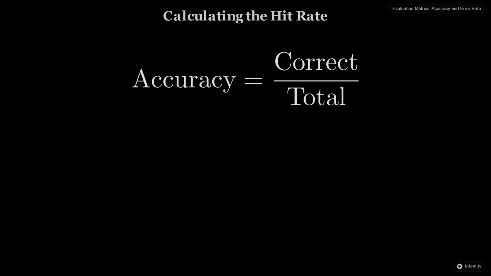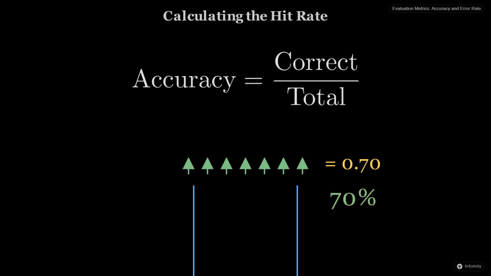To calculate accuracy, we take the number of correct predictions and divide it by the total number of predictions made. Imagine a bucket of all your arrows. We count only the ones that hit the bullseye and compare that to every single arrow you fired. This ratio gives us a decimal between 0 and 1, which we usually express as a percentage. It is straightforward and easy to explain to anyone, making it the most popular metric in machine learning.